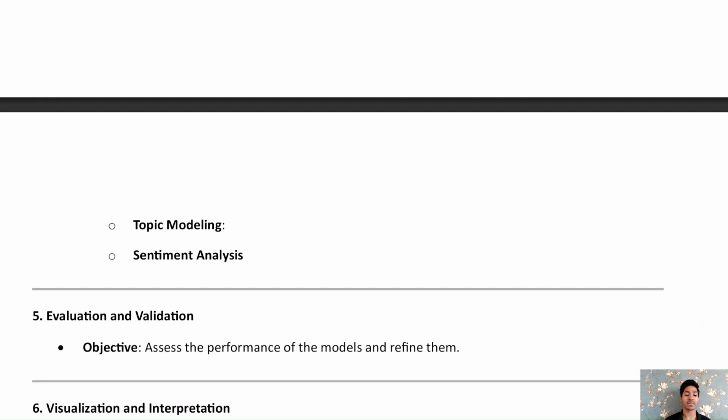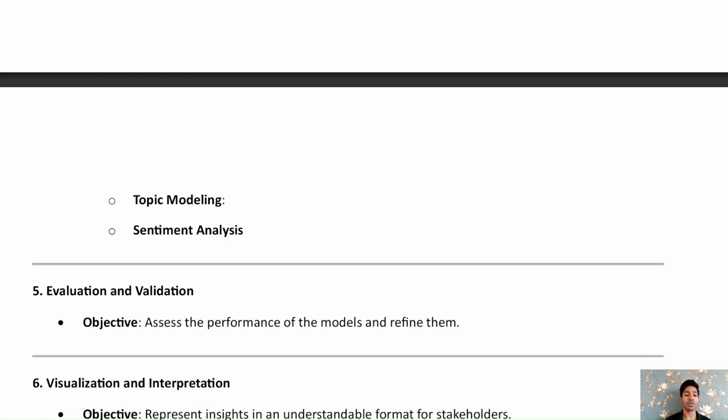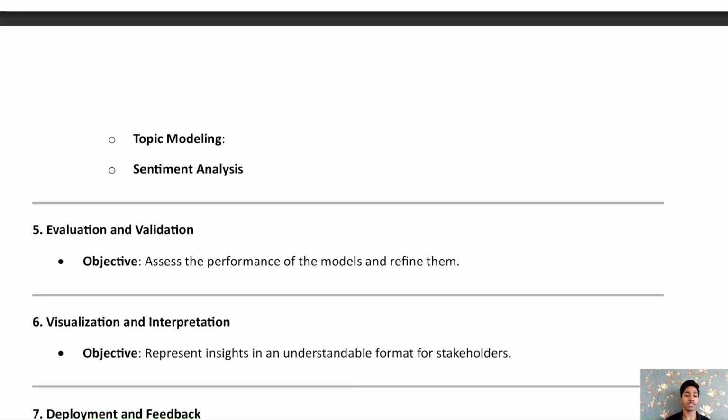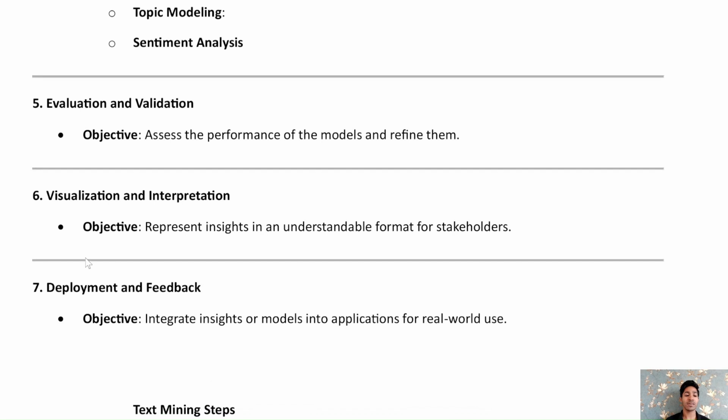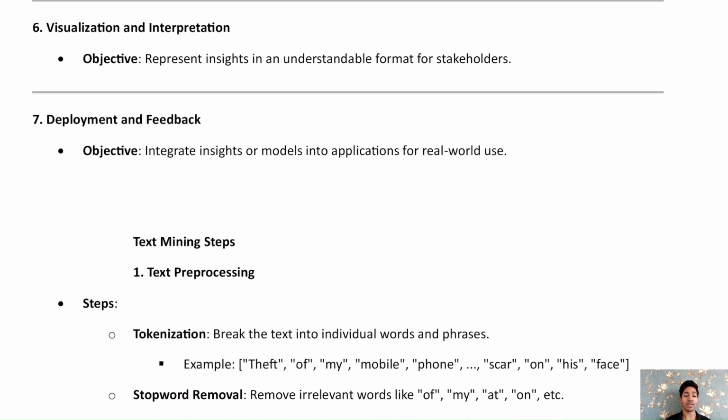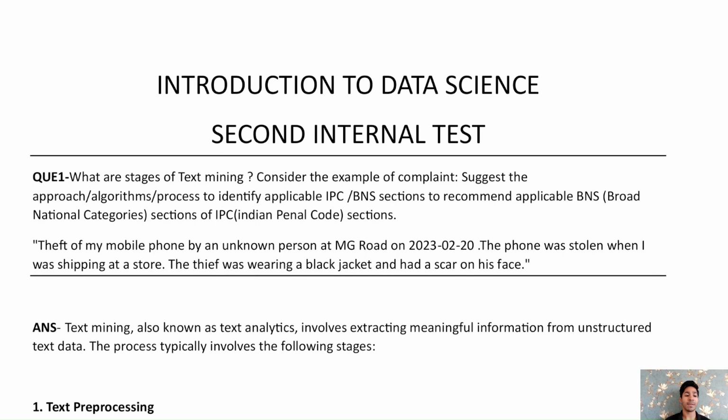The fifth step in the text mining steps is evaluation and validation. The objective of evaluation and validation is to assess the performance of the model and refine it. Then the sixth step is visualization and interpretation. In this, our objective is to represent insights in an understandable format for stakeholders. Then the seventh step is deployment and feedback, and its objective is to integrate insights or the model into applications for real-world use. And next we have this complaint.